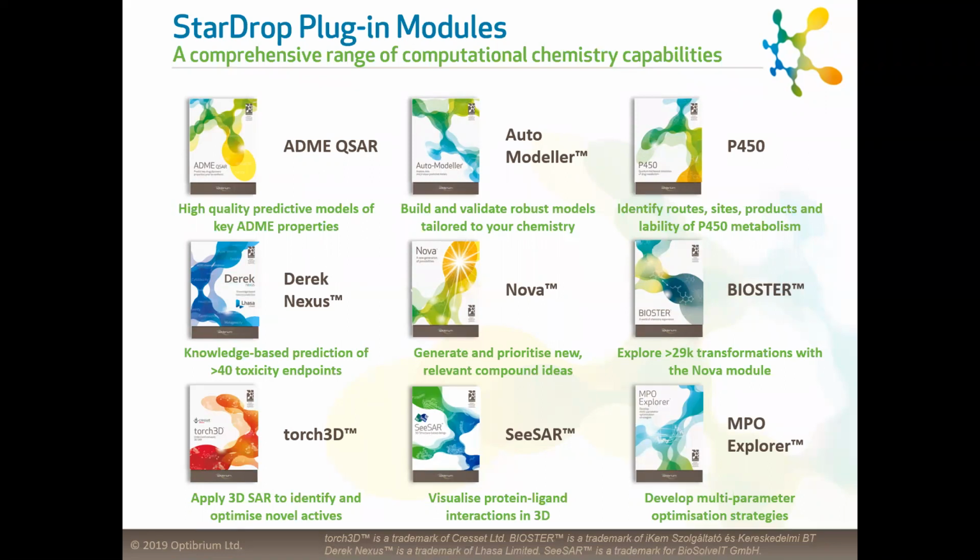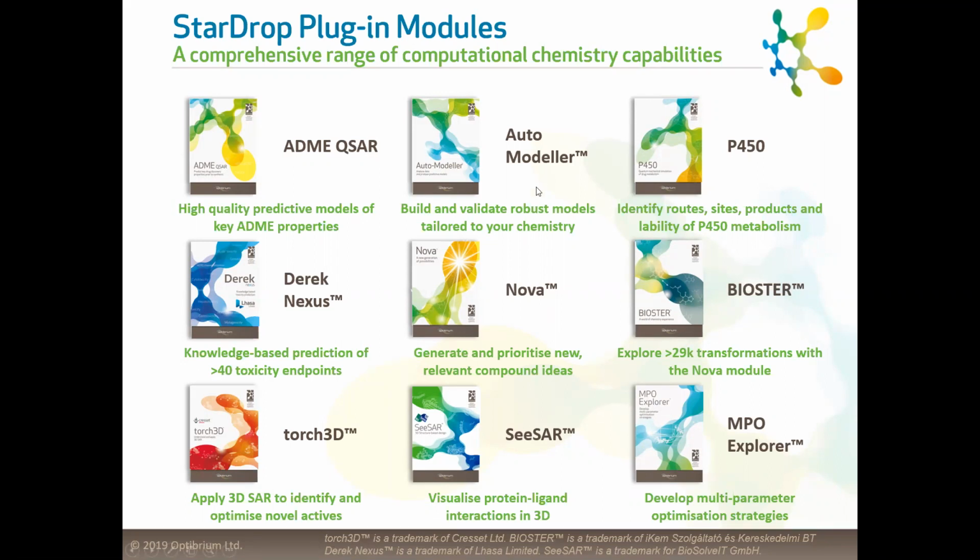So just as a reminder of what they are, you can see I've got the slide up which shows the 9 different optional modules available with StarDrop. I won't go back over the ADME QSAR module because we've been using that today. But all of the different models that we were using today, the logP, the hERG affinity, affinities for different P450 enzymes and so on, were built using a variety of descriptors and modeling techniques which are encapsulated within our AutoModeler module.